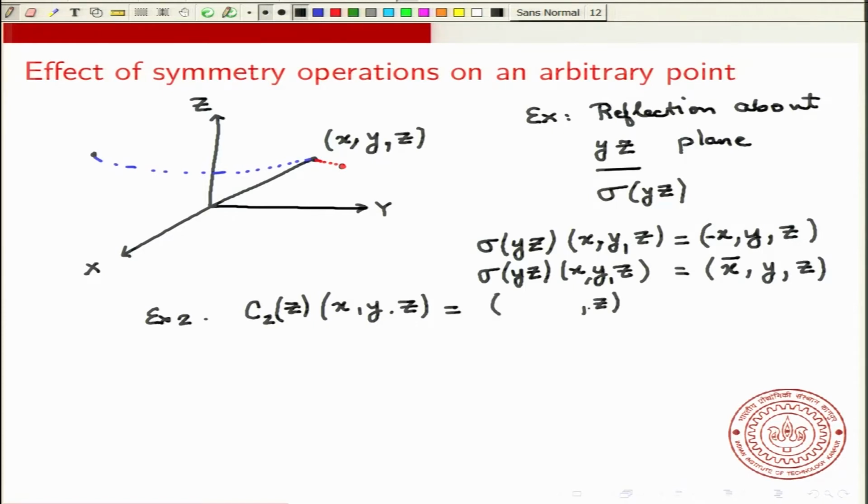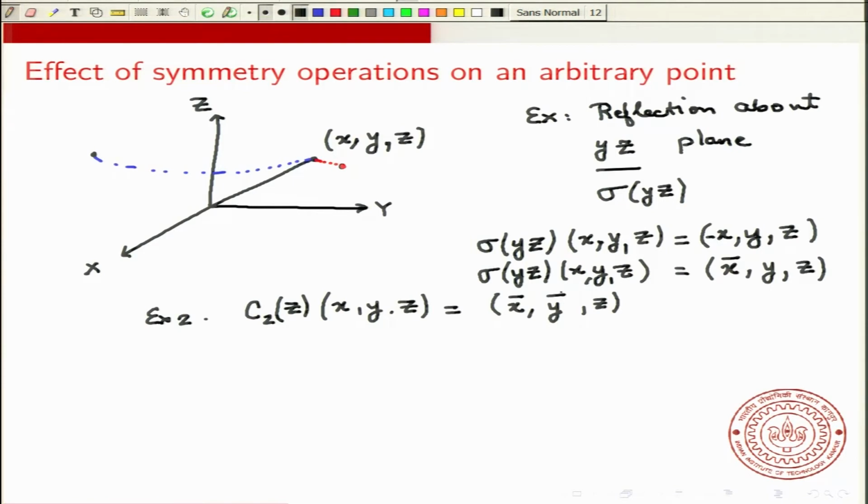Okay. Now, what about the x and y coordinates? Now, you can again see that the x coordinate and the y coordinate will change sign. So, you will get x bar, y bar, z. Okay, they will have the same value, but they will change sign. Now, these are fairly simple to see. So, things like C2 and sigma etc. are quite easy.